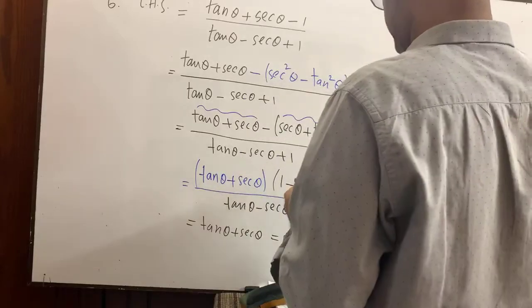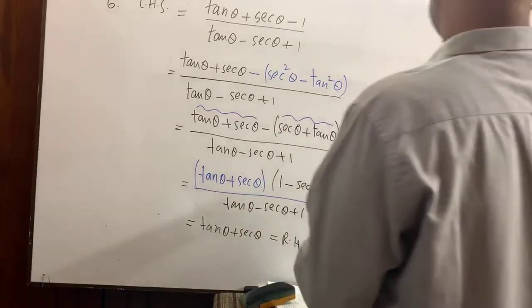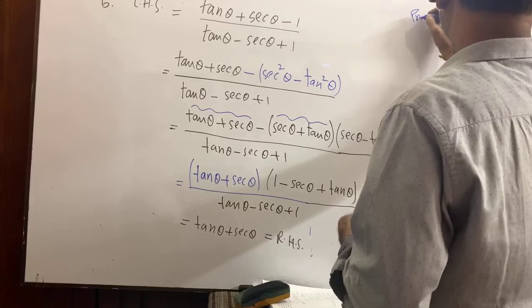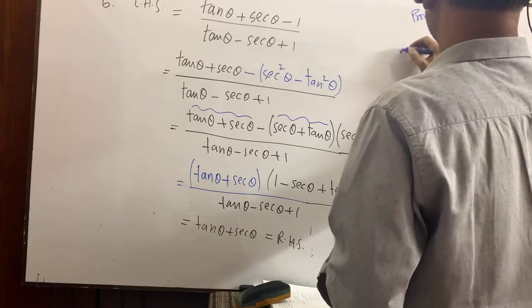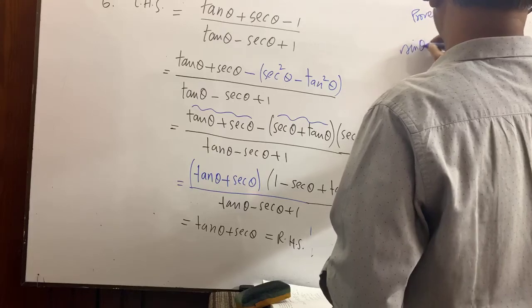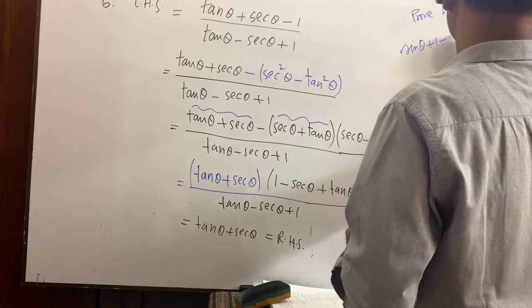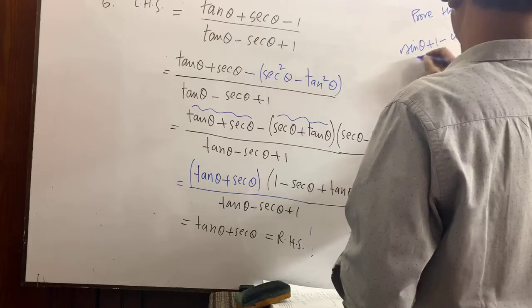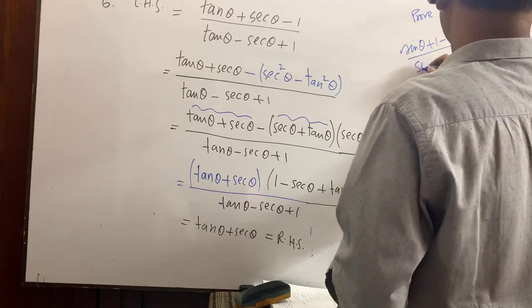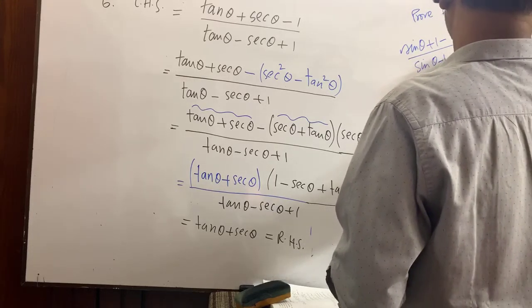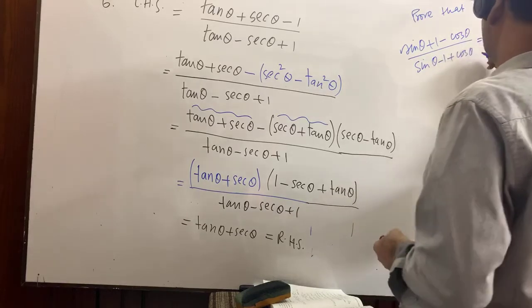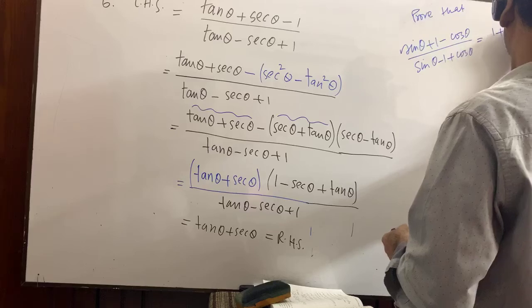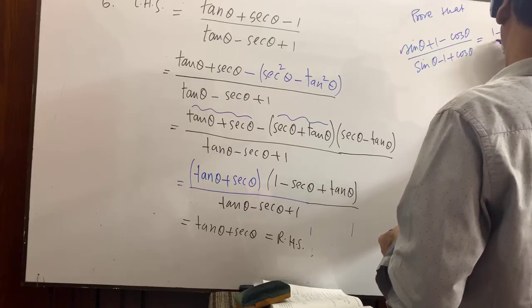Write down, prove that (sin theta plus 1 minus cos theta) by (sin theta minus 1 plus cos theta) is equal to (1 plus sin theta) by cos theta.